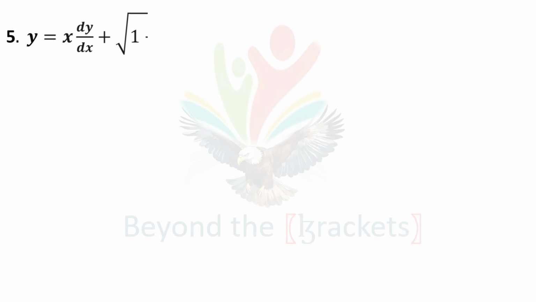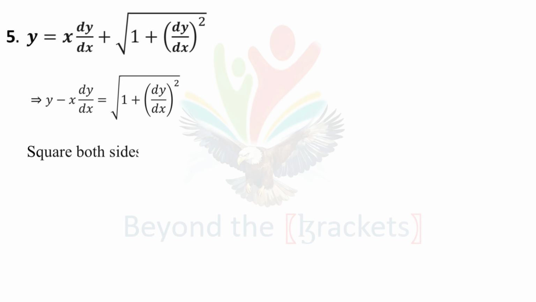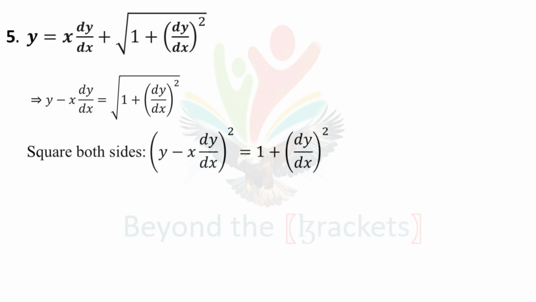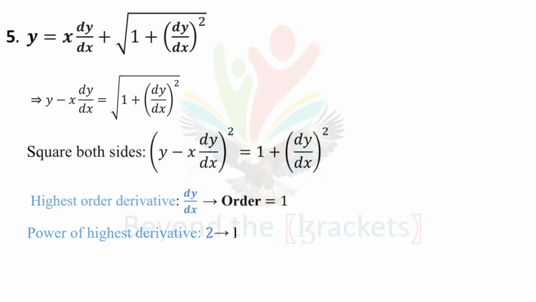Moving on to the last example, once again, before finding the order and degree, we first rewrite the equation, then square both sides to remove the fractional power. After simplification, the highest order derivative is dy/dx, hence the order of the equation is 1, and since the power of this derivative is 2, the degree is 2.